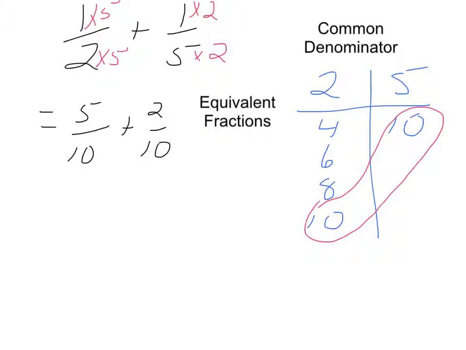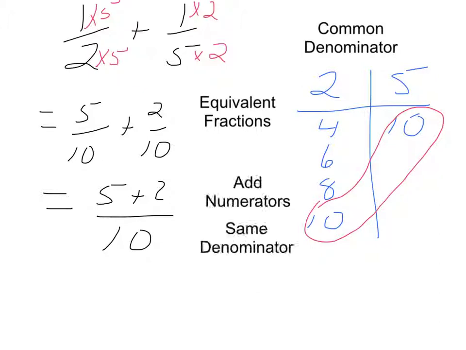So from here we simply carry on with our addition, and what we do is we add the numerators while maintaining the denominator. So to finish off, we have the 5 plus 2 being 7, and the same denominator being 10. And our final answer becomes that 1/2 plus 1/5 is 7 over 10.